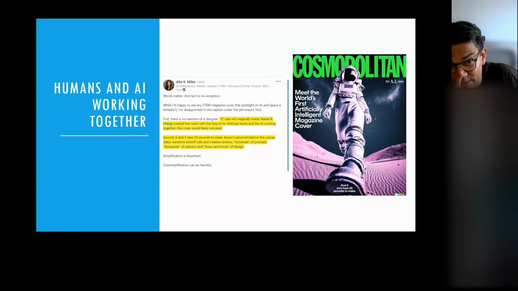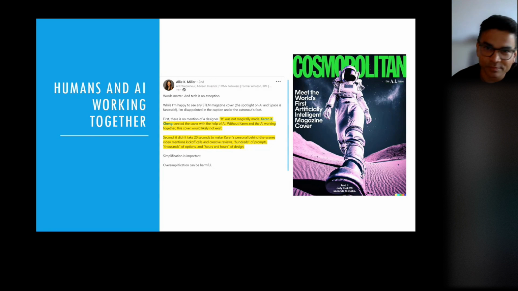Finally, I want to call this out here. This was interesting, which I saw on my LinkedIn feed a little while ago. And this picture: meet the world's first artificially intelligent magazine cover. So this cover page was generated using AI. And on the foot here it says it only took 20 seconds to make. So it implies that AI just generated this in 20 seconds and that was all. But the real truth is highlighted here. It was not magically made, as Ali says here.